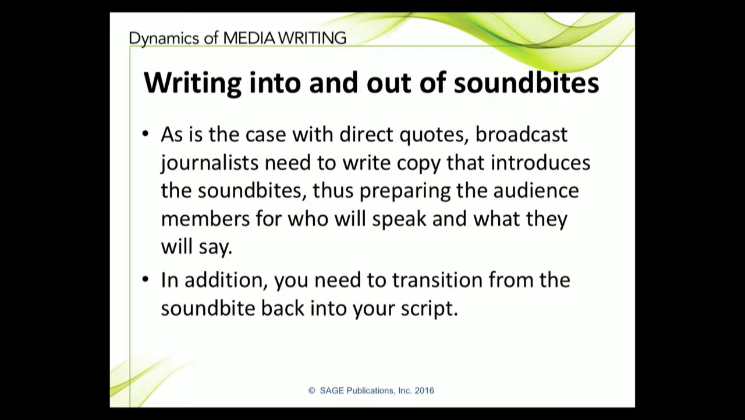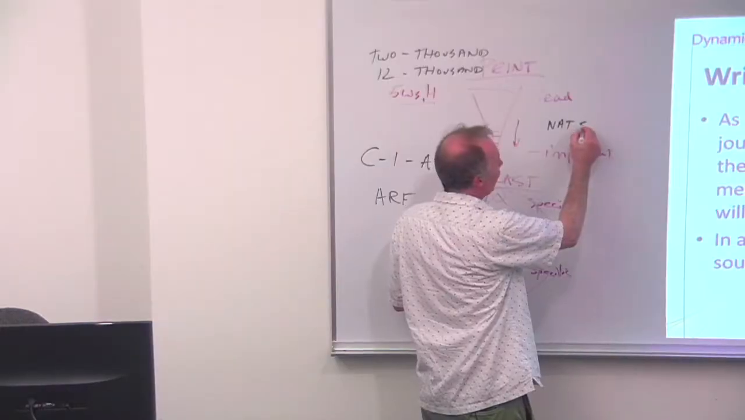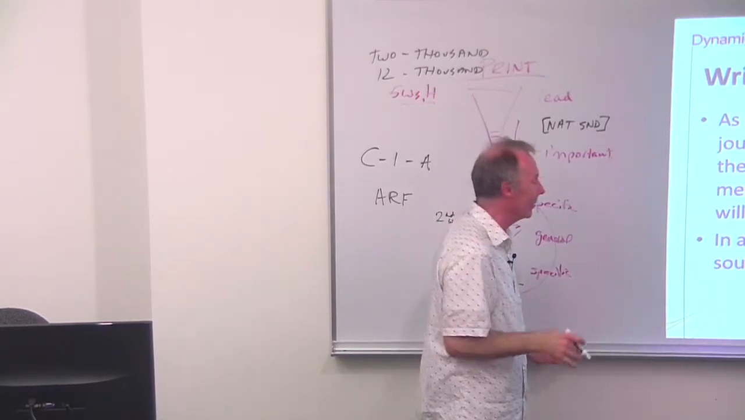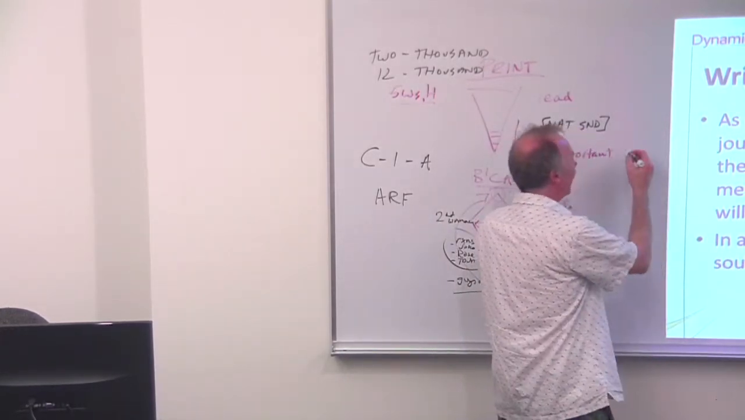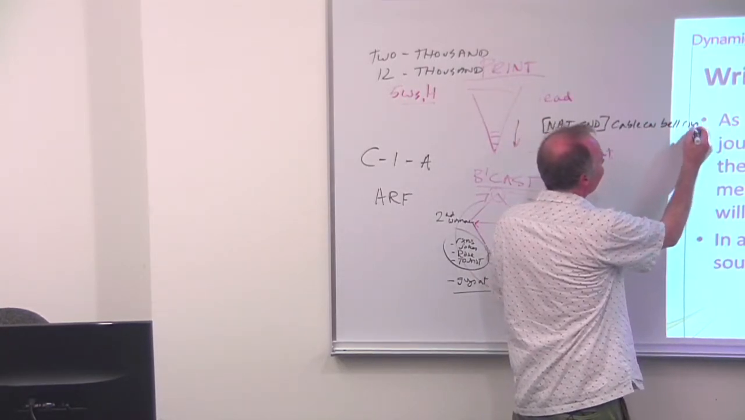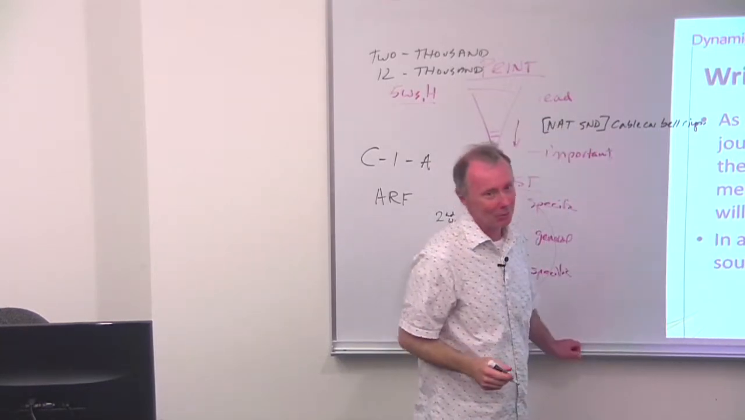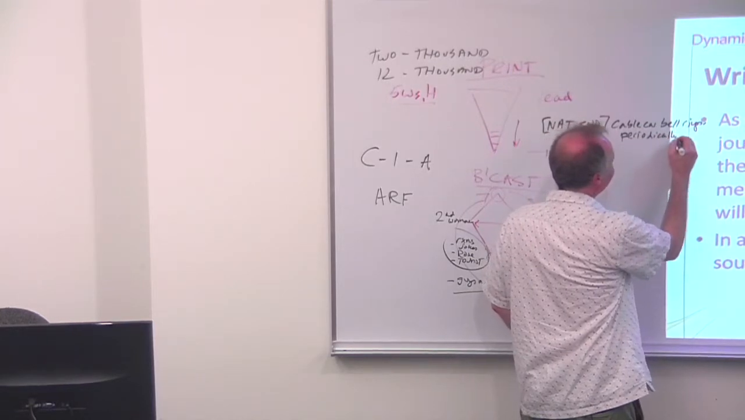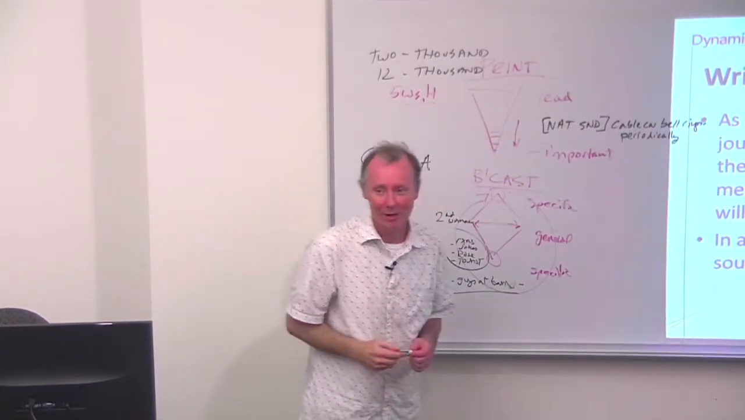What about sound bites that aren't quotes, like you hear the ringing of the bell? Yeah, that's called NAT sound. Remember? But how would you write that? I mean, you'd go crazy if you had to write NAT sound for every single thing that was in that story. So I just go NAT sound, cable car bell rings, and if you want, you can write periodically or something like that to suggest that it's going to go in there more often than that.